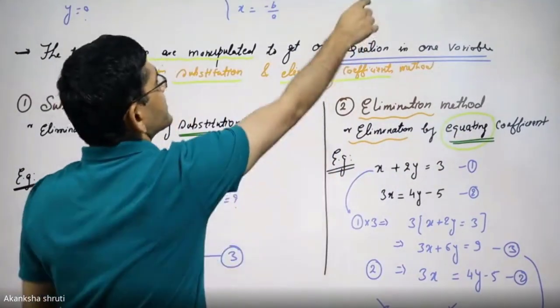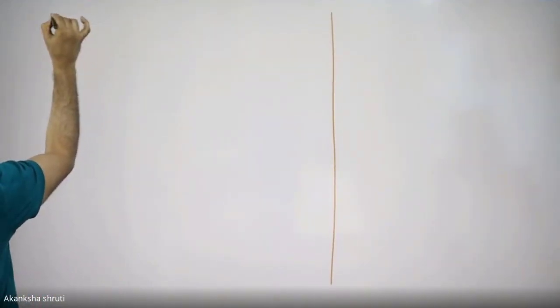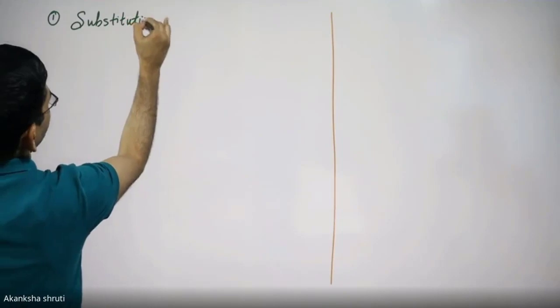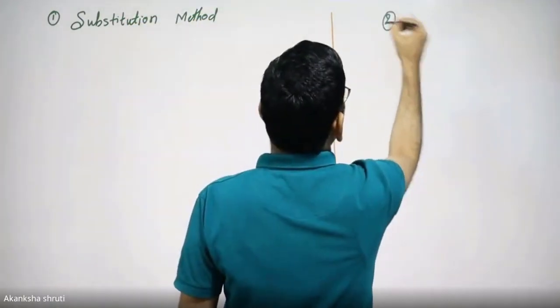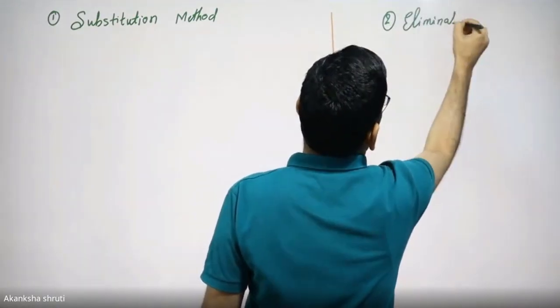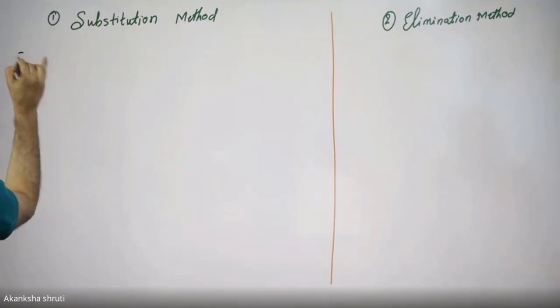So let us write the method and the steps that we are following in this method. So here is our substitution method. Substitution method. Here is our elimination method. Elimination method. So what are the steps that I am going to write?